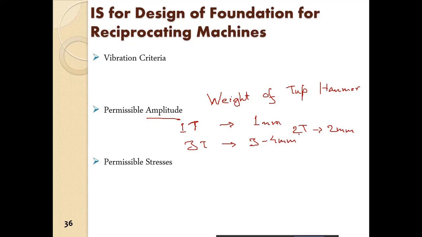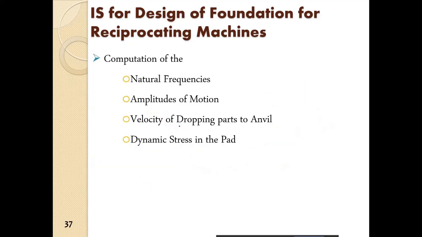This is for the anvil. And for the foundation block, the amplitude should not exceed 1.2 mm. Z1 should not exceed 1.2 mm, so this is Z2. As we have discussed, the permissible stresses should not be exceeded. Whatever concrete, wood, and steel are used, that has to be within limits.